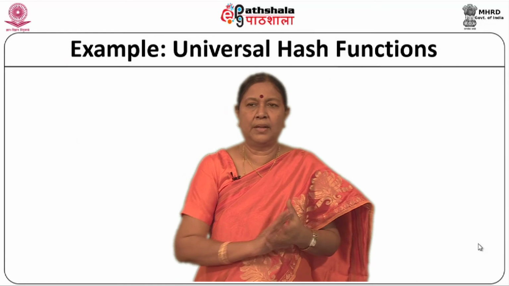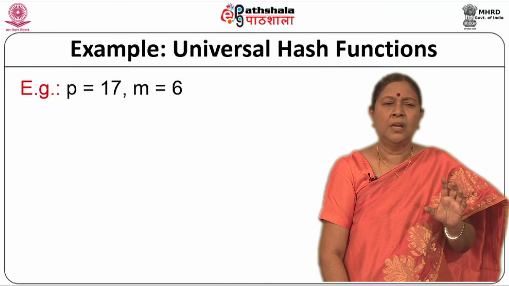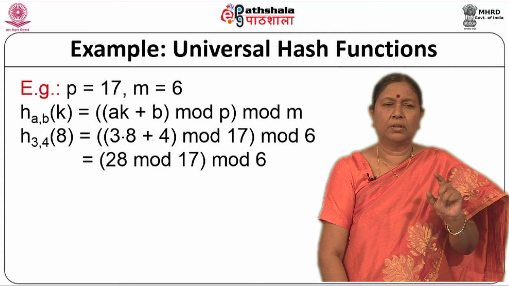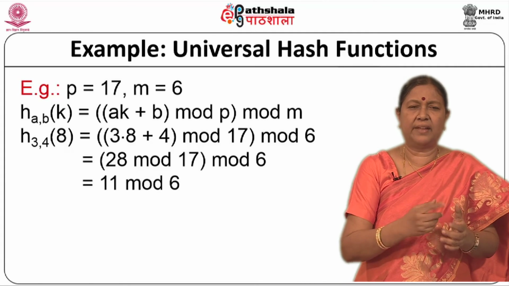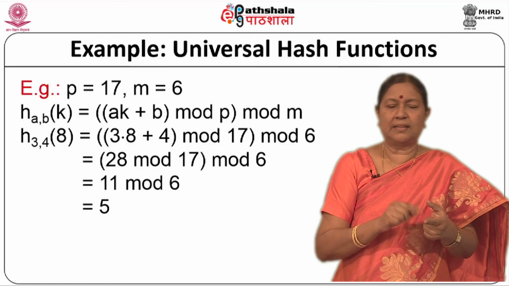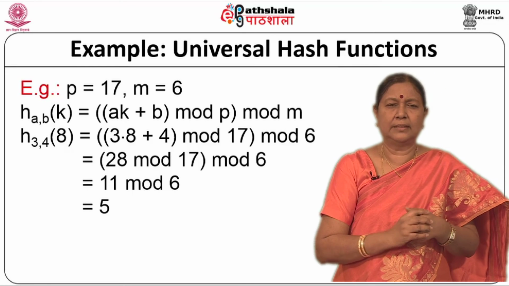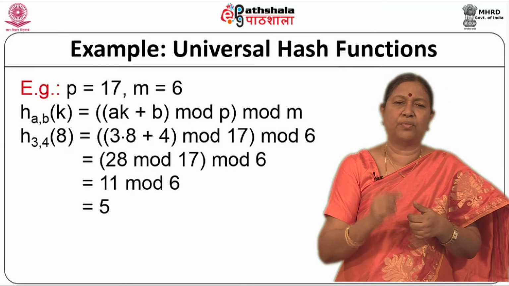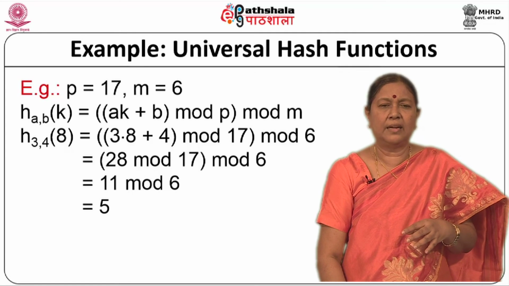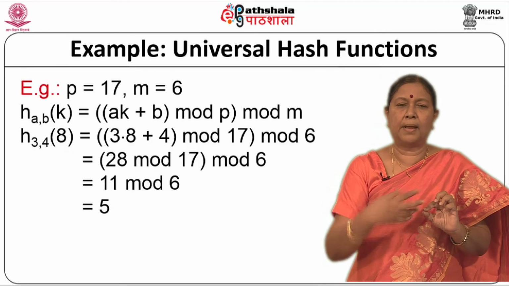So, let us take an example. Let us assume p is equal to 17 and m is equal to 6. So, h of a b k is equal to (a k plus b) mod p mod m. Let us assume we have 8 as the key, and a is chosen as 3, b is chosen as 4, and it has to be less than 6. So, 3 into k, 8, plus b, 4, mod 17 mod 6. So, this is mod m. This is how you will get it, and it will map onto the value 5. So, you have that k equal to 8 mapping to 5.